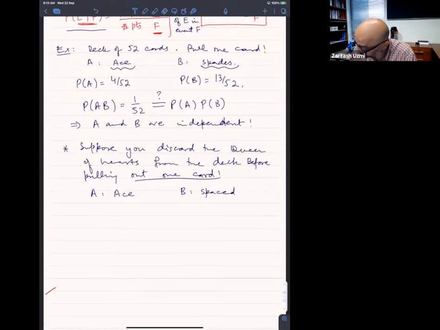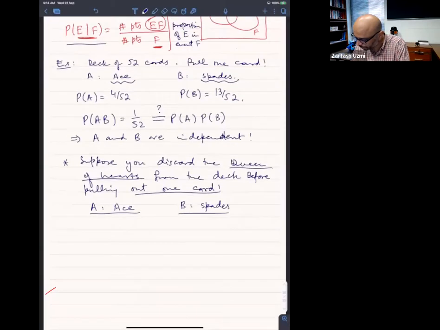But now there is an issue: the deck no longer has all 52 cards. The deck now has 51 cards, because I took out the queen of hearts and kept it outside. Now I have 51 cards, and I'm picking one card out of these 51 cards. What is the probability of A? What is the probability of B?